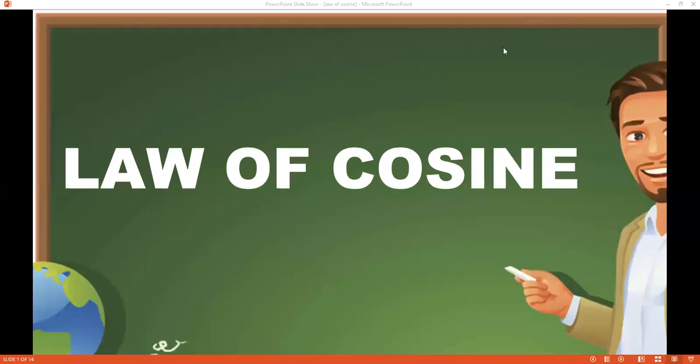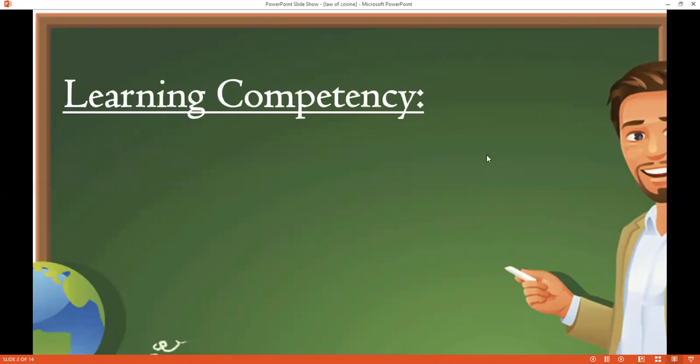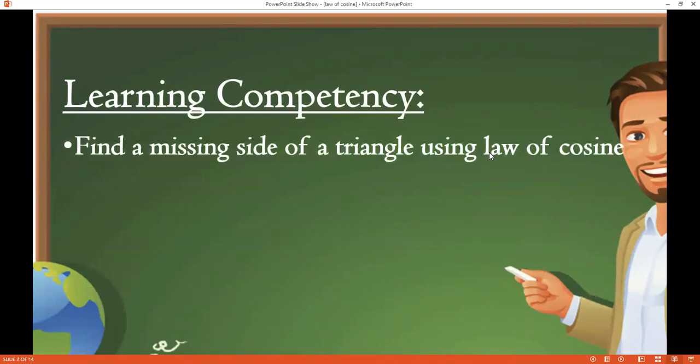Okay, so hello everyone. For today, we are going to continue the discussion in Mathematics 9, and we are going to talk about the law of cosine. Our learning competency is to find the missing side of a triangle using the law of cosine. Last time, ang ginagamit natin is law of sine. Now we'll proceed to law of cosine.